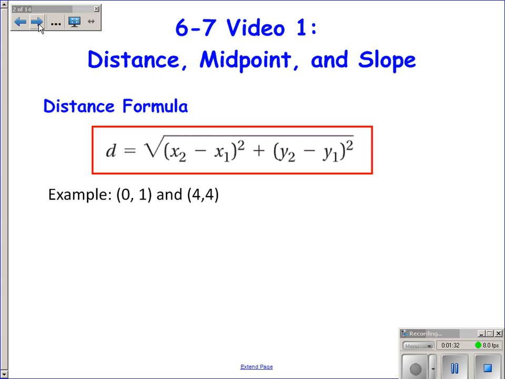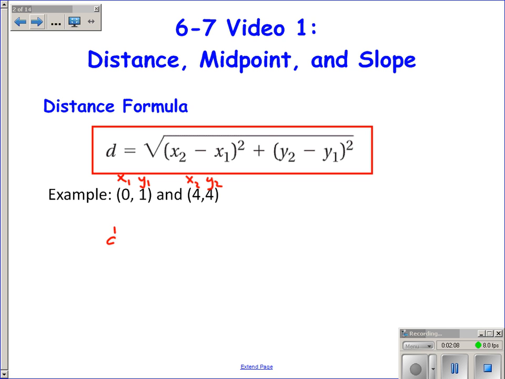But the formula is the distance is equal to the square root of the difference in the x coordinates squared plus the difference in the y coordinates squared. Okay, and the most common mistake I see students make with the distance formula is with negative signs. So be very careful with negative signs. Okay, I will call this x1 and y1, and this point x2 and y2. Now I could switch this ordering around if I wanted to. Okay, but I'll just keep it that way for simplicity.